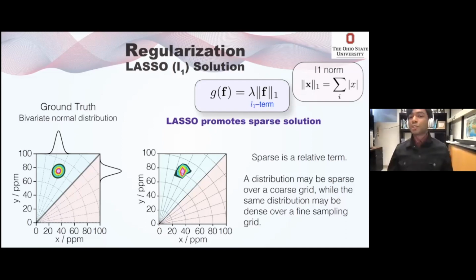Now, when we say sparse, sparse is actually a relative term. I can take the same ground truth distribution, and if I bin it on a coarser grid, I'll get a sparse solution. But if I take the same distribution and bin it on a high resolution grid, the distribution is no longer sparse. And that is the problem with the L1 solution.